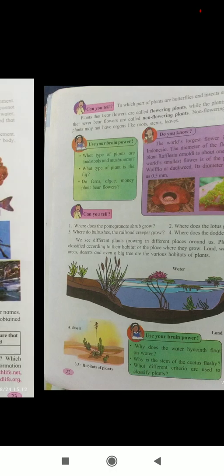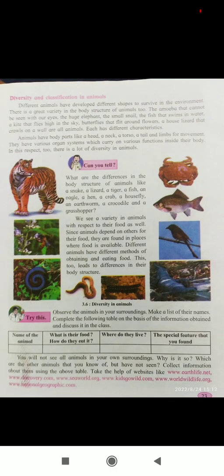Diversity in living things and the classification of animals. Different animals have developed different shapes to survive in the environment. There is a great variety in the body structure of animals too. The amoeba that cannot be seen with the eyes, the huge elephant, the small snail, the fish that swims in the water, a kite that flies high in the sky, butterflies that flit around flowers, a house lizard that crawls on the ground or on the walls are all animals.